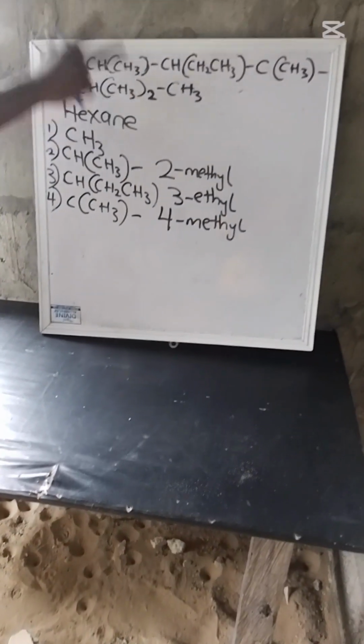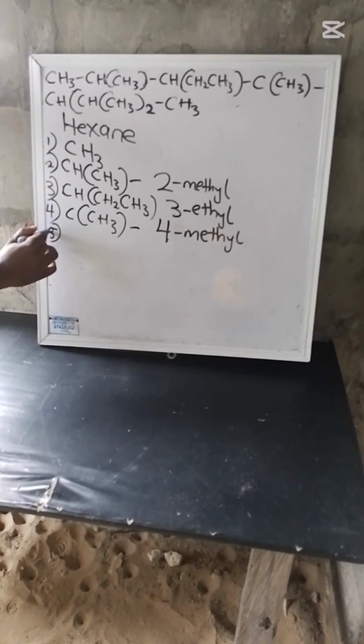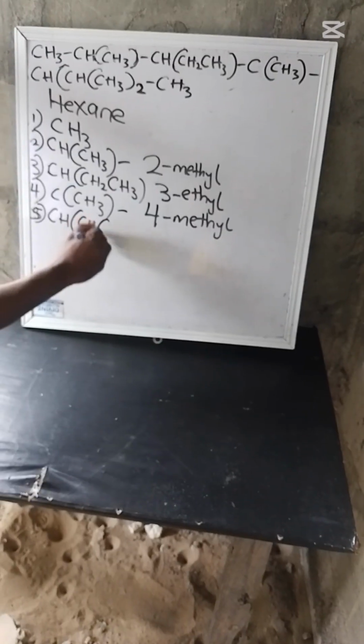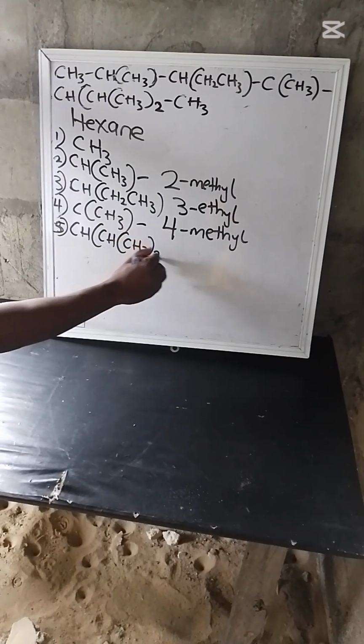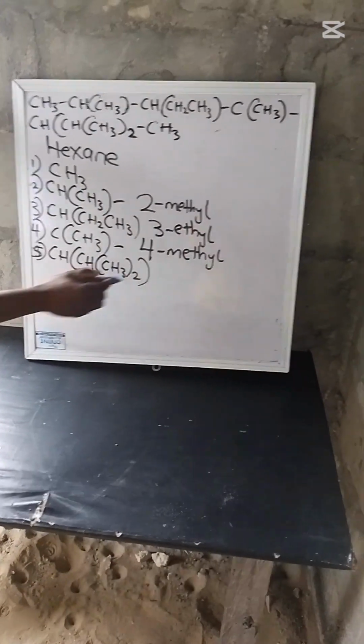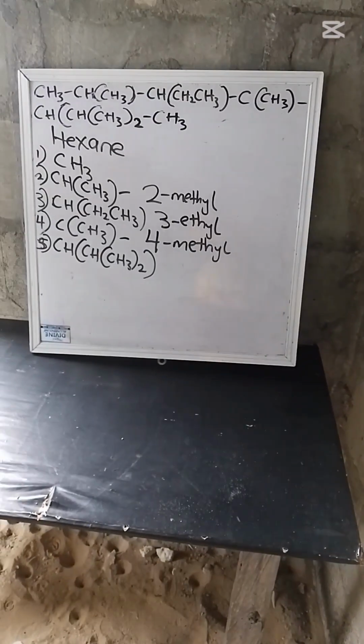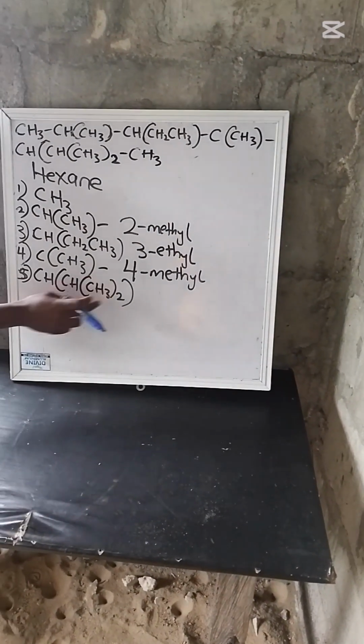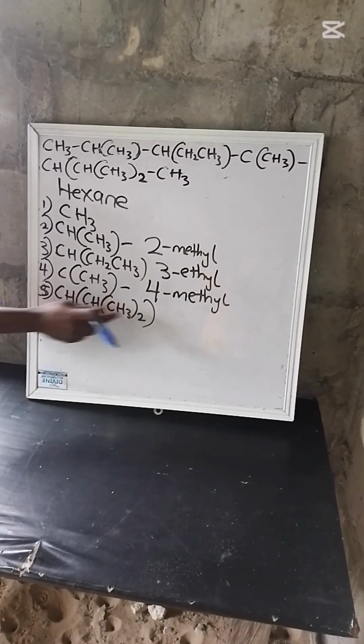Now let's move on to the fifth carbon chain. The fifth carbon chain, I have this CH3 2. This is just long, just to confuse you, but it's very easy. Now this 2 is indicating that it's twice of what? This. Why isn't 2 times everything inside?